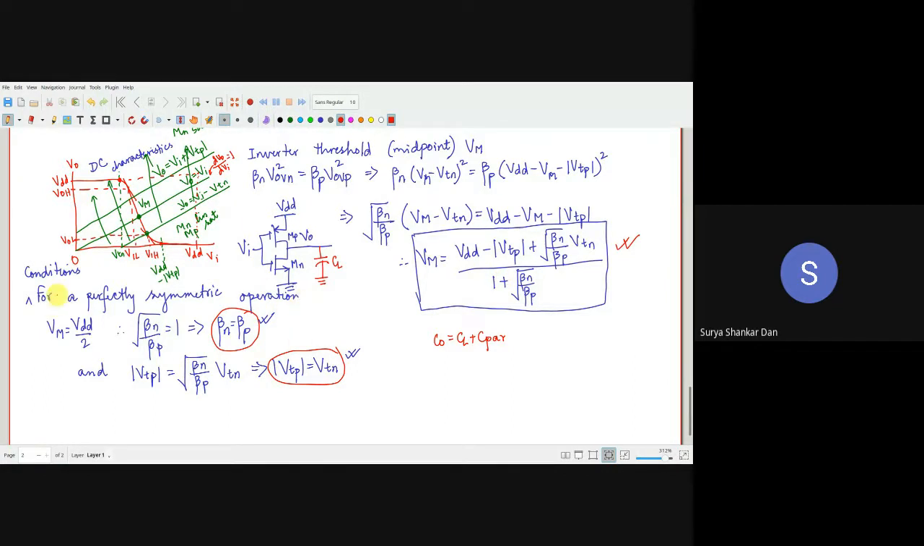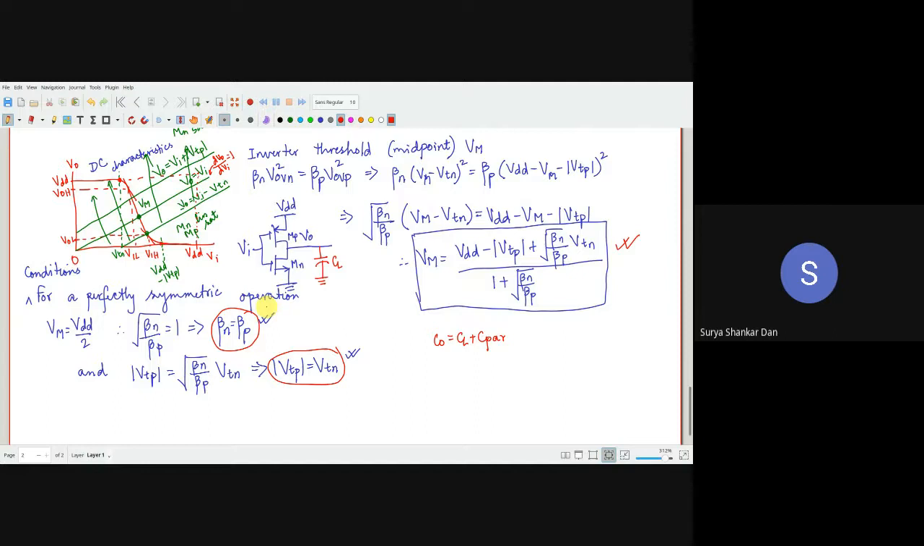One very important thing to note: when we say Vm equals VDD by 2, we say that it is a perfectly symmetric operation. Does it always happen for, let us say, a two input NAND gate? Sir, if it can be modeled into an inverter, yes, then it can. Yes, excellent. This inverter threshold concept will be important if and only if you can convert any combinational circuit into its equivalent inverter. A couple of lectures earlier, I had mentioned the importance of the equivalent inverter. If you convert to the equivalent inverter, then this theory is applicable, and that will ensure perfectly symmetric operation for a two input NAND gate also.